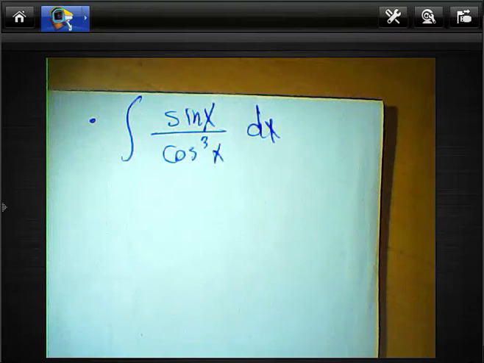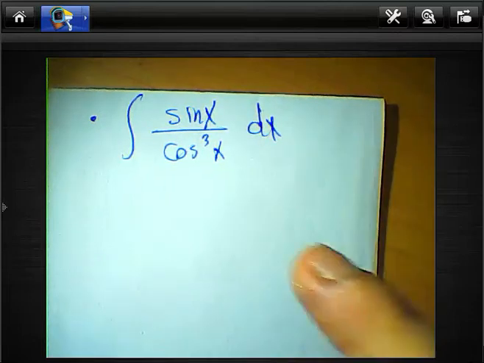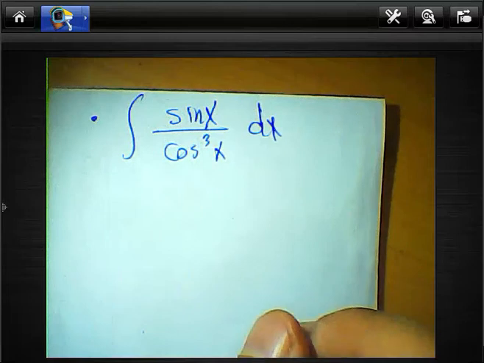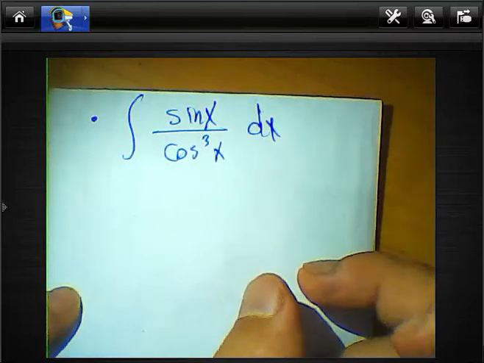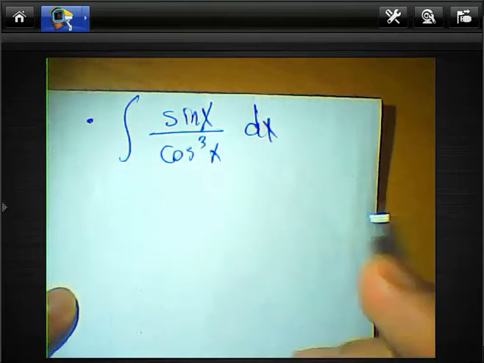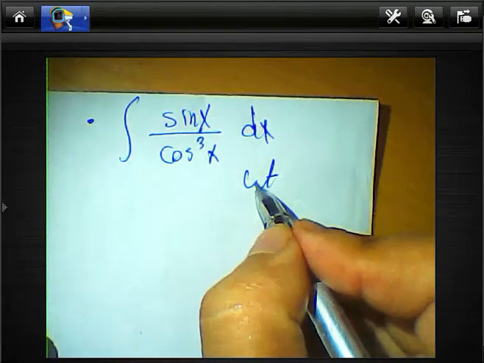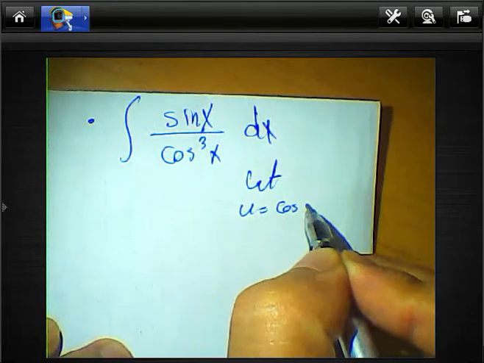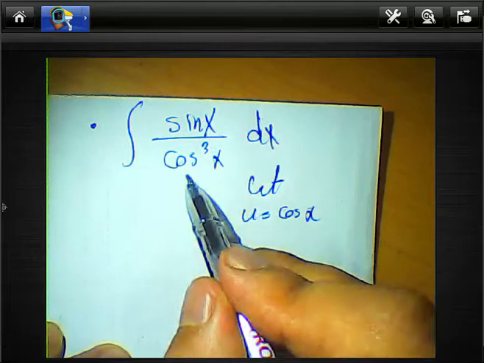Can you solve it? We know the derivative of sine is cosine, and of cosine is negative sine, so we can solve this example by writing the inverse of this function in the numerator here. But it's very easy to put this function equal to u. Let u equal cosine x.